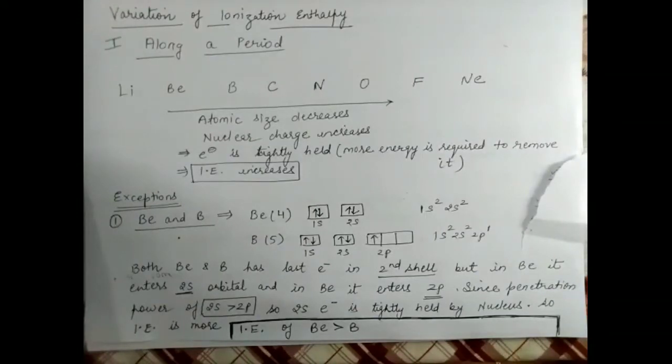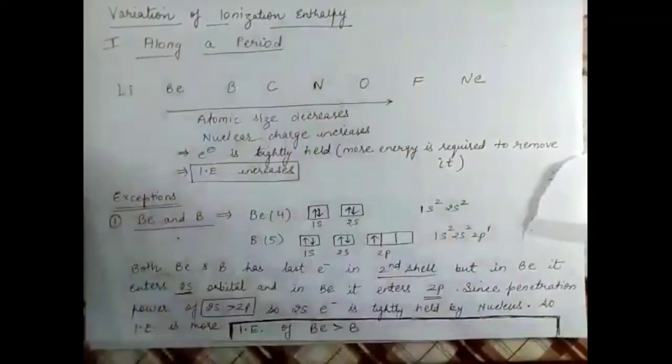And ionization enthalpy depends upon various factors. This we have learned. That is, if the size is small, the electron will be tightly held, so more energy will be required. Likewise, nuclear charge, shielding effect of inner electrons, penetration effect. So these were the factors that we discussed in the last class. Now let's discuss the variation of ionization enthalpy, how it varies when we move along a period or when we move down the group.